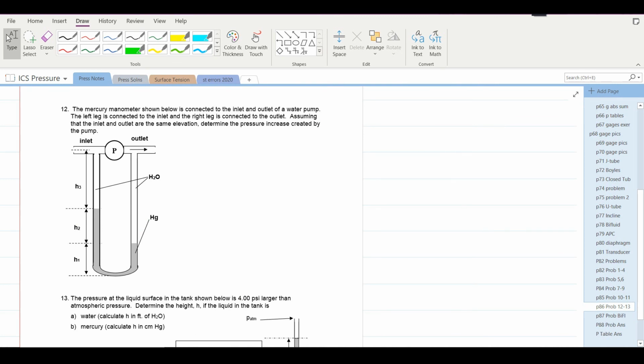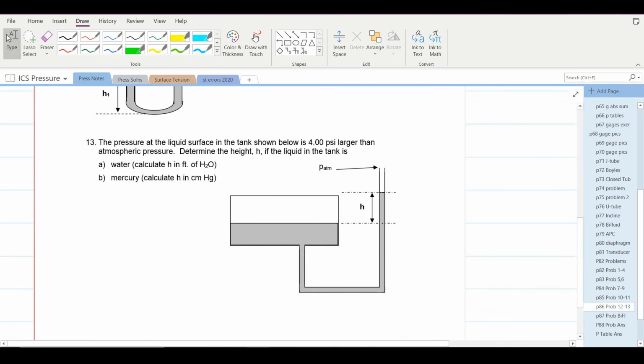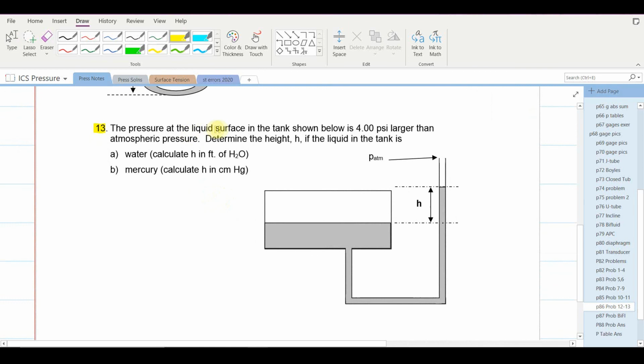Right, finally we have problems 12 and 13. I'd like to do 13 first because it's quite simple, and then we'll save 12 for the end. So problem 13, the pressure at the liquid surface in a tank, which is like right here, is 4 psi larger than atmospheric pressure. Determine the height, h, this would be this here, if the liquid in the tank is water or mercury.